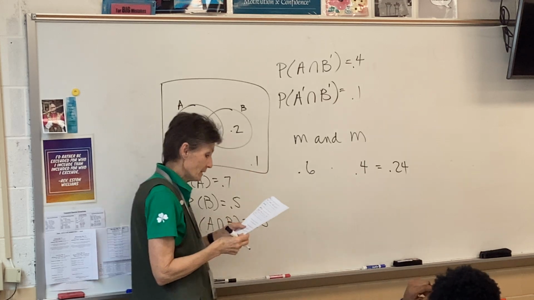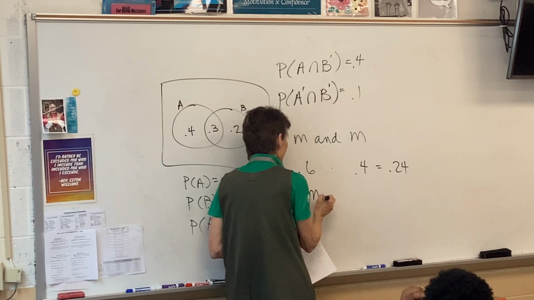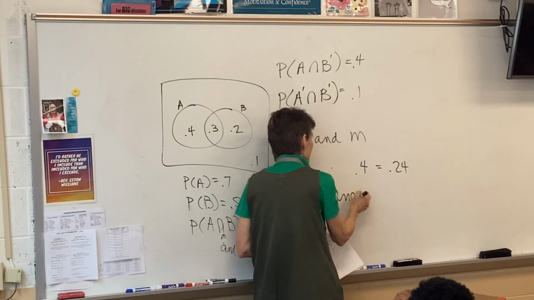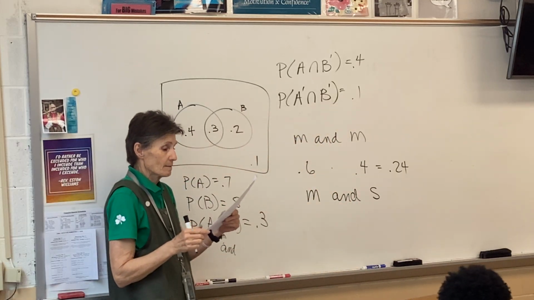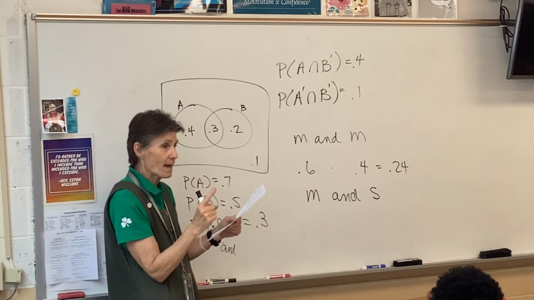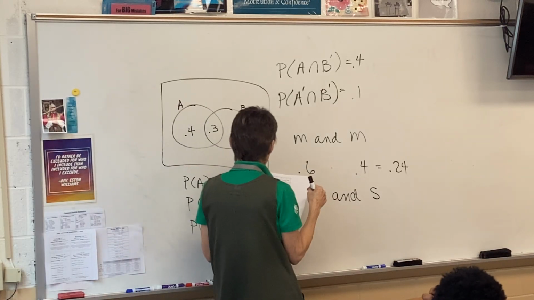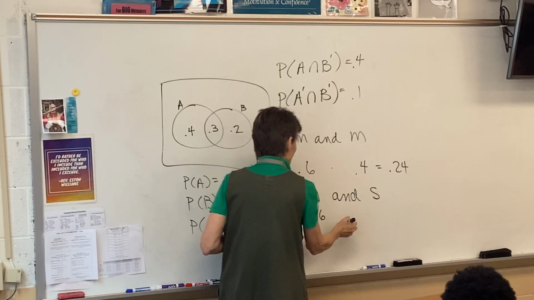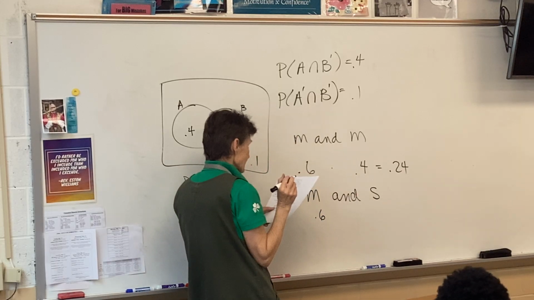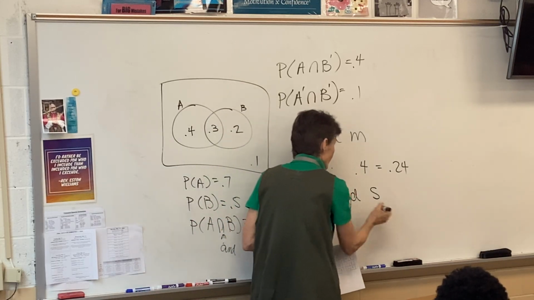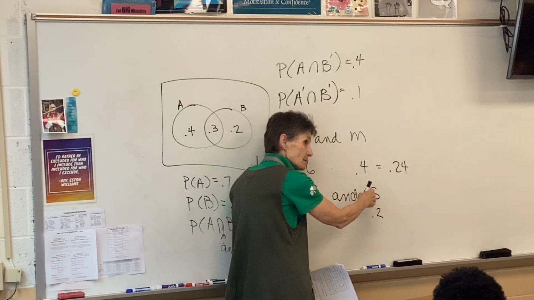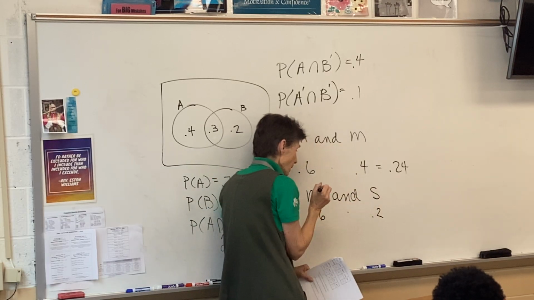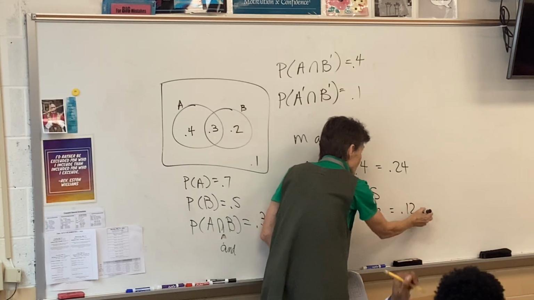What is the probability that the first class guy likes math and the second class guy likes science? First likes math, that's 0.6. Second likes science, that's 0.2. Since it's math and science, I'll multiply and get 0.12.